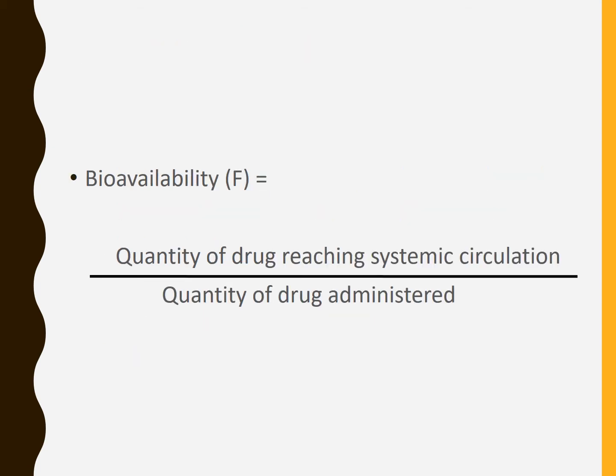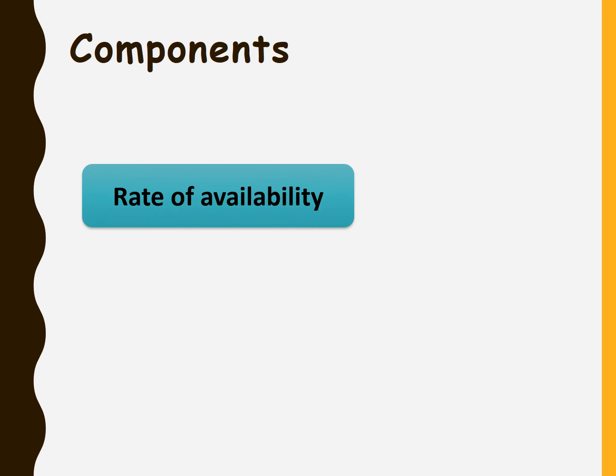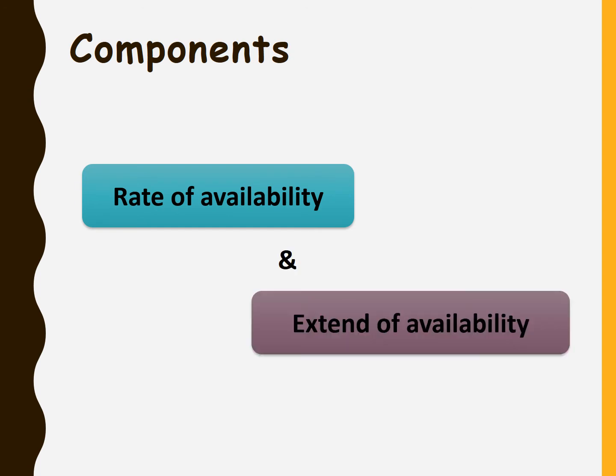Bioavailability is denoted as F. We can calculate it: bioavailability is equal to the quantity of drug reaching systemic circulation divided by the quantity of drug administered. Okay, so it will be in percentage. Now the components of bioavailability. Mainly there are two components: rate of availability and extent of availability.